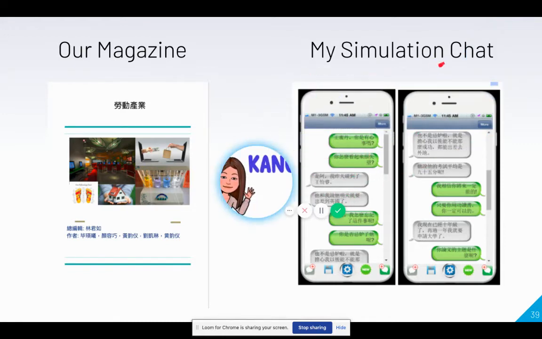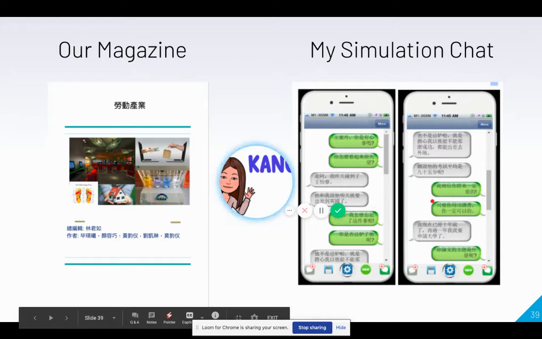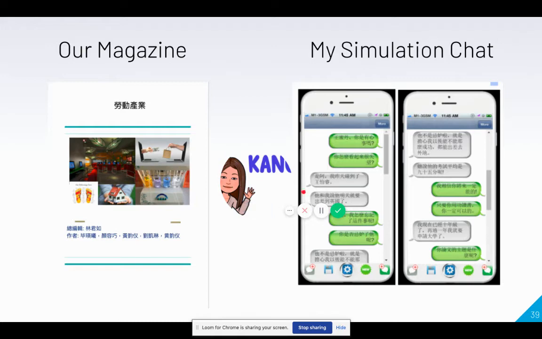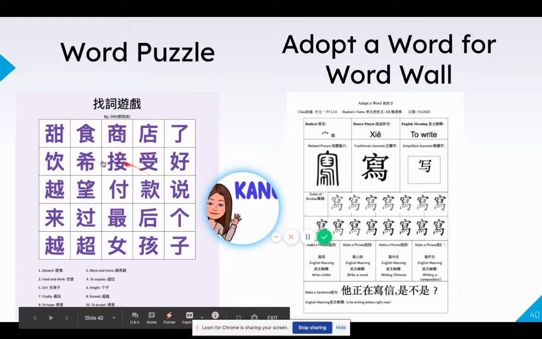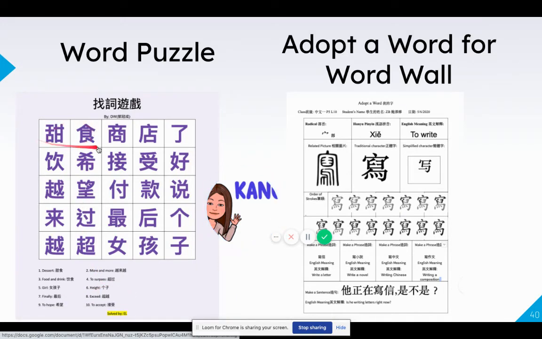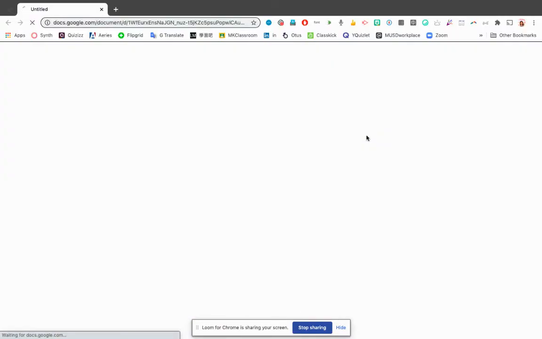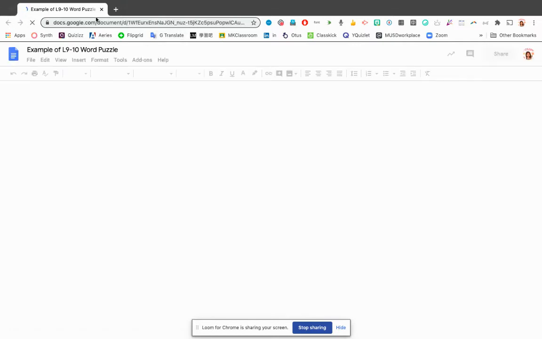And this is a simulation chat. We can work in two persons or we can work with one person. Just based on our need, we can change the homework. And we make word puzzles this way, and they create the puzzle and other people answer it. See, in this one, they can put the words side to side or up and down, this way, or this way. This is an example of it.